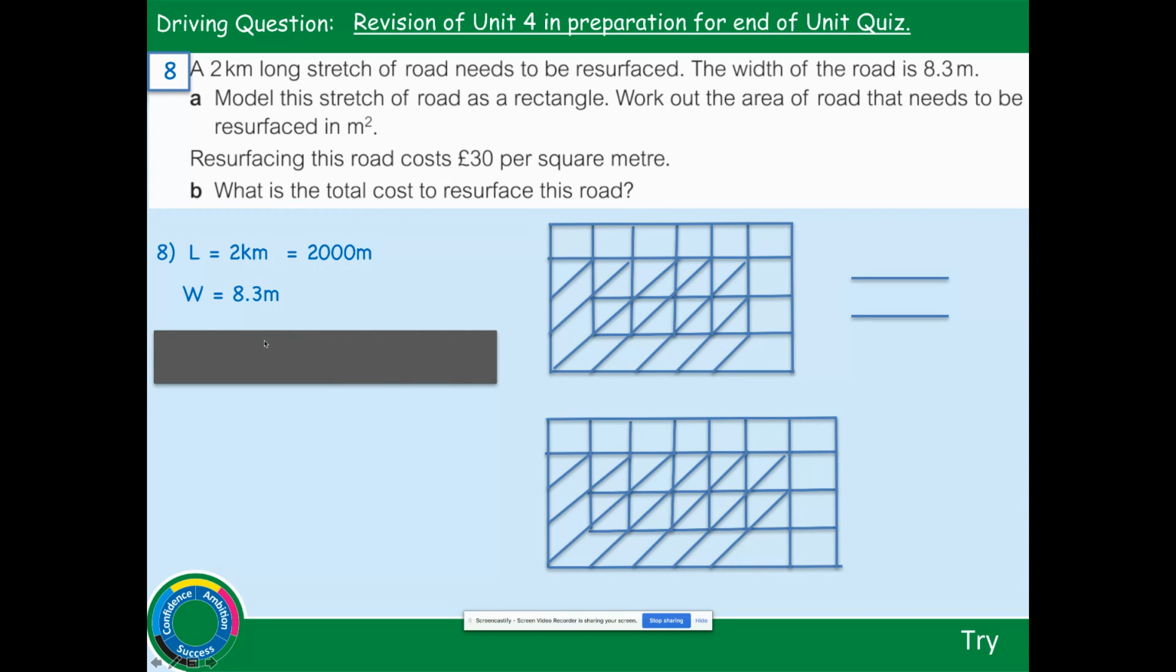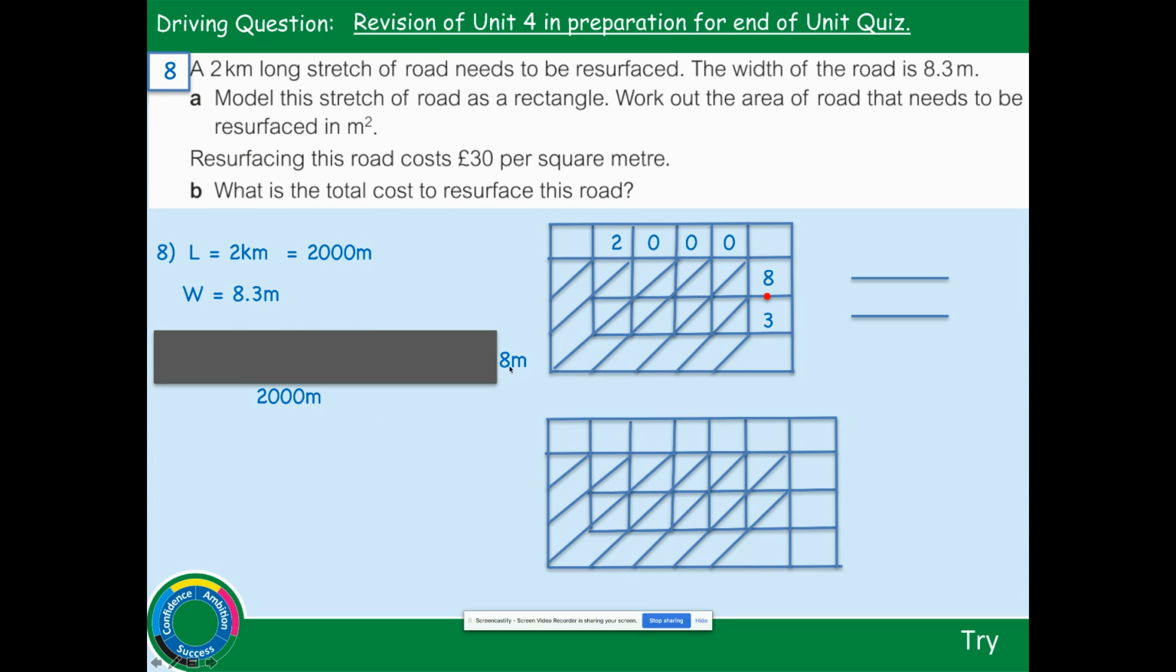Here's my sketch of the road. So I now know it's 8 metres wide and it's 2,000 metres long. Right, what are we going to do? Work out the area of the road that needs to be resurfaced. So to work out the area, we need to multiply. So 2,000 times 8. I'm doing it on a grid. You don't necessarily have to do it on the grid, but I am doing it on the grid here.